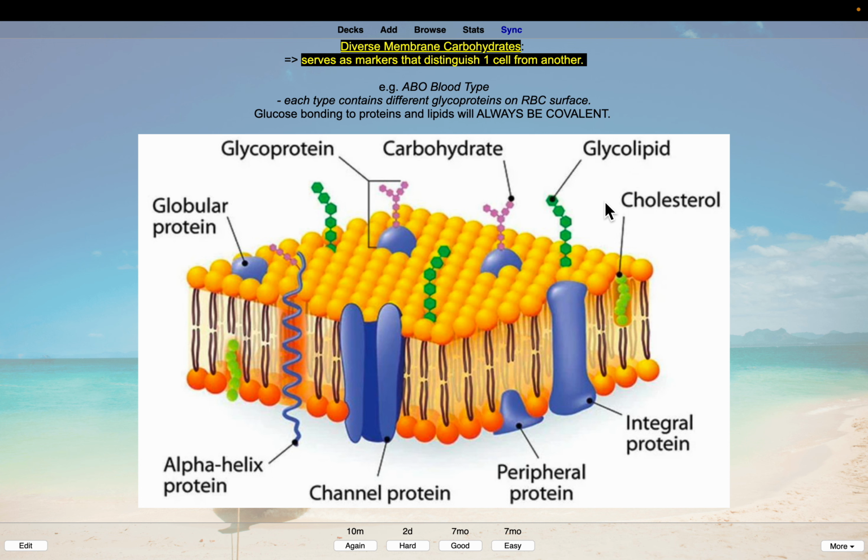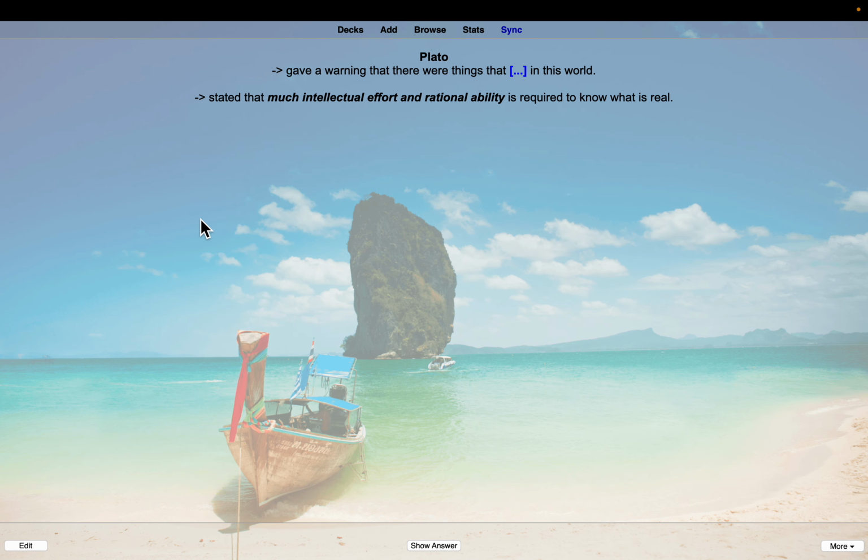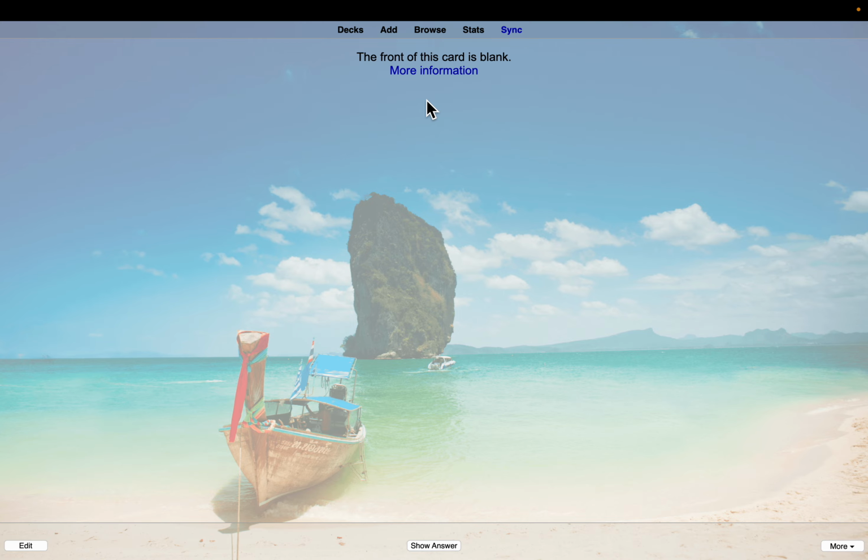And glycolipids just attach. I think in a way it dangles. Carbohydrates over there. Glycoproteins. I'm not sure what this is for. The globular protein. Was this mentioned earlier? I'm not sure. I don't recall. So skip that.